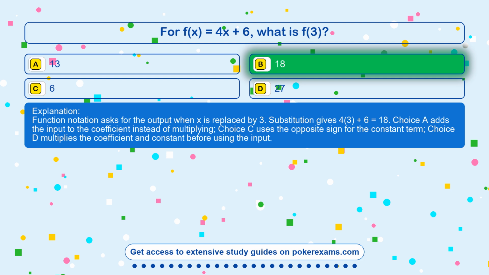Choice A adds the input to the coefficient instead of multiplying, choice C uses the opposite sign for the constant term, choice D multiplies the coefficient and constant before using the input.